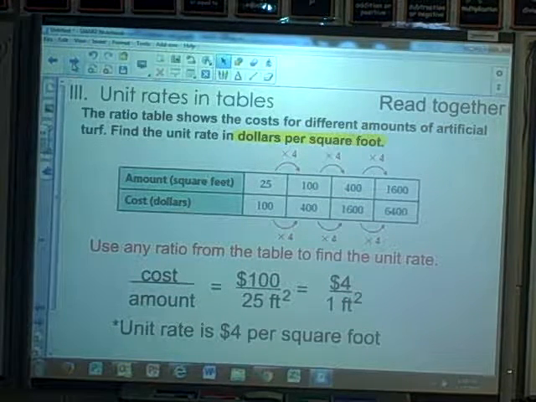To look at unit rates in tables. The ratio table shows the cost for different amounts of artificial turf. Find the unit rate in dollars per square foot. So this is not one that you're going to write down in your toolbox. I'm just going to have you take a look at this.